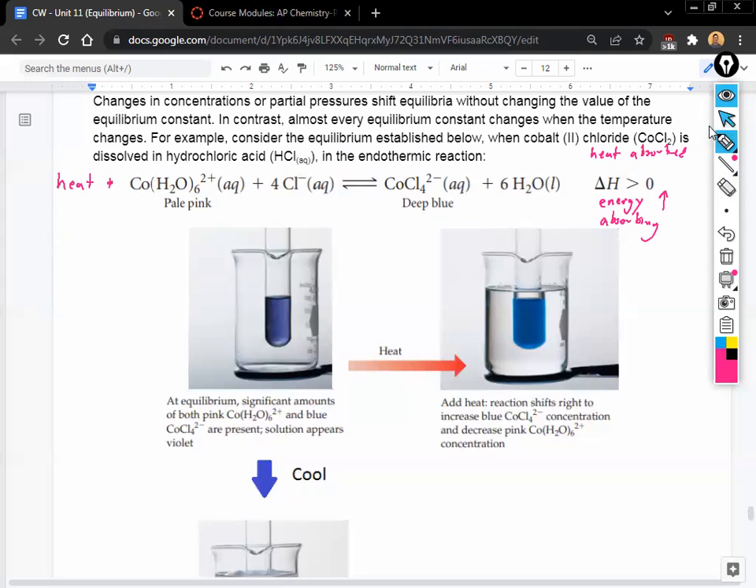Okay. So we have our equation right here. This is our system. If I increase the heat in the system, which way is the reaction going to shift? Yeah, towards the product. If we increase the heat, it's going to cause the equilibrium to shift towards the product because heat is a reactant. So we see it right here. If we add heat, it's going to swing towards the product, and the color is going to change from equilibrium where it was purple, and it's going to turn blue right here.